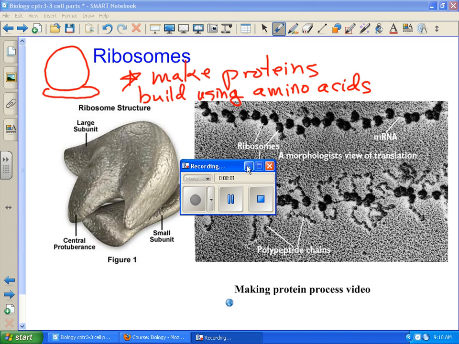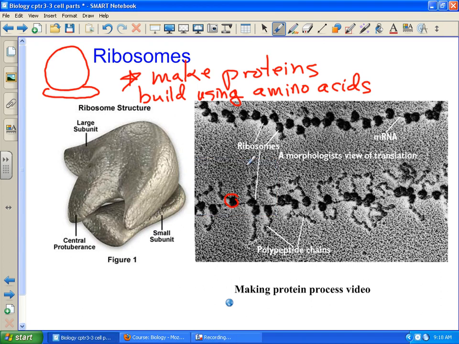So let me go back and see if I can pick up a little bit of this. All right, so ribosomes have two parts. So just ignore kind of what I'm saying because I forgot to start recording.